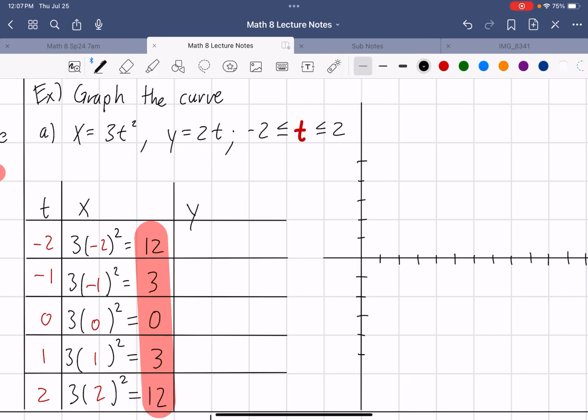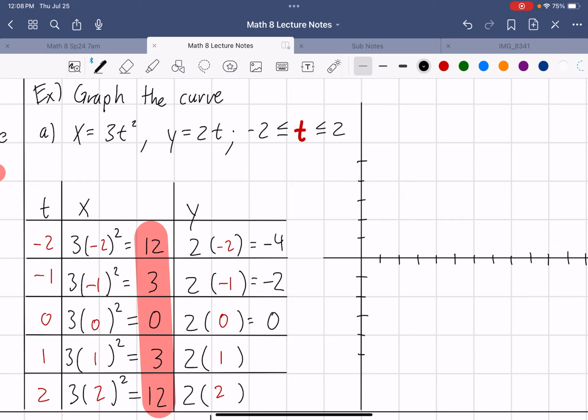Now we have to make our y's, which is just 2 times t, 2 times t, 2 times t, and so on. Like I said, I like to replace my variable, in this case my parameter, with parentheses, so that when I plug in, I don't make any small errors. And that's going to give me negative 4, negative 2, 0, 2, and 4. And all these are my y-coordinates. And then we just have to graph.